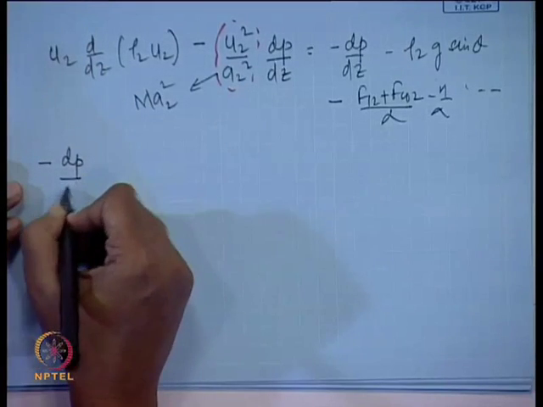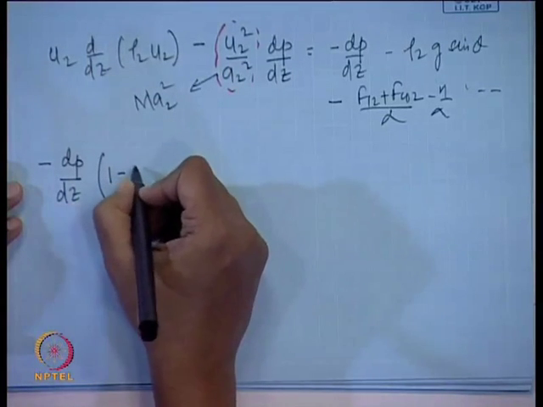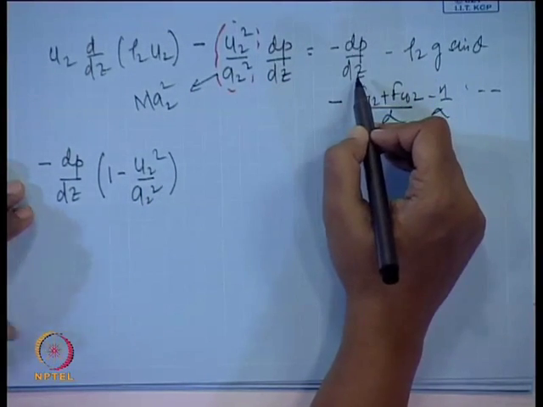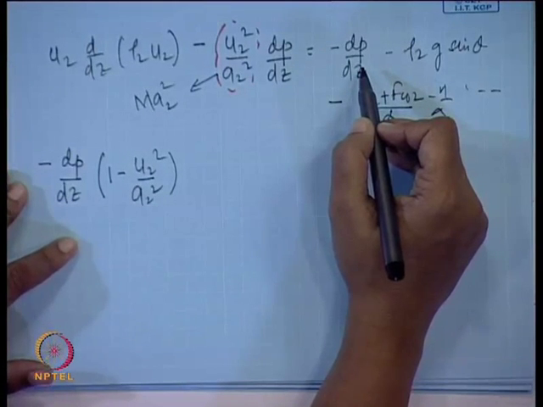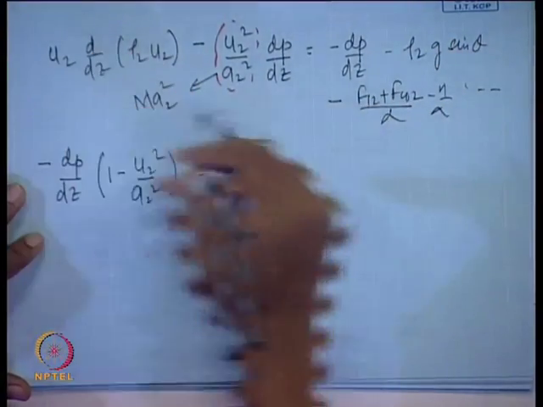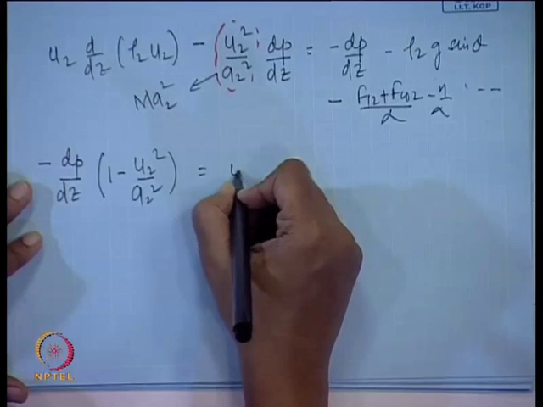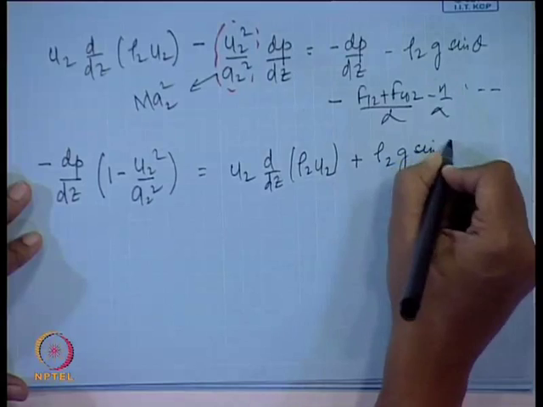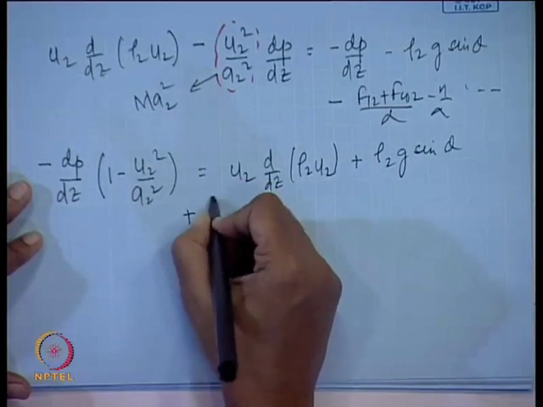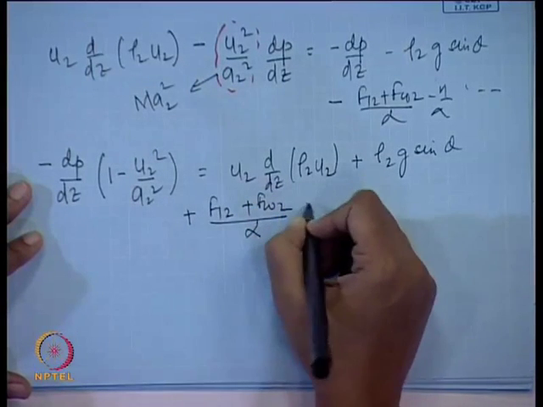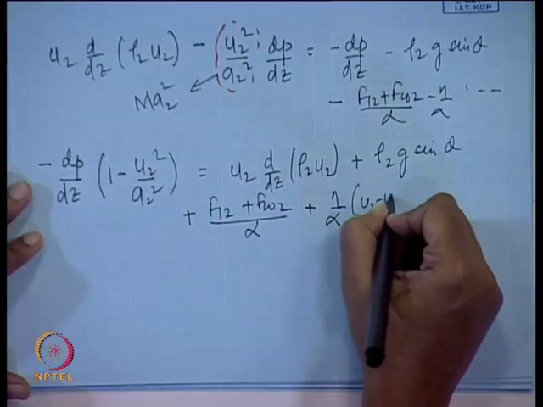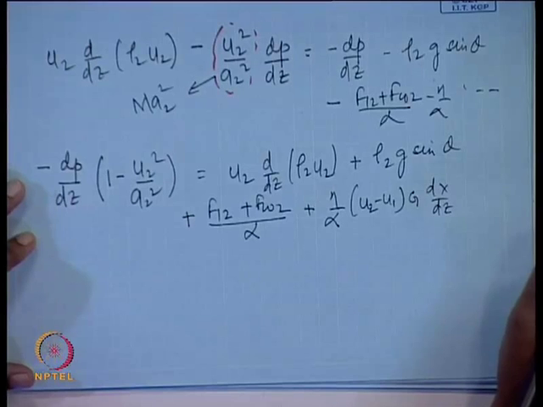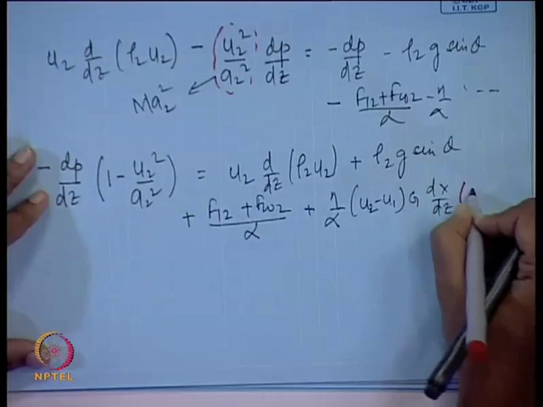Just check the signs, maybe I might make some mistakes. So, just see whether I am writing it correctly or not. What I have done, I have taken this dp dz to this side. So, I get minus dp dz 1 minus u 2 square by a 2 square, correct? And this is equal to what? I will bring all the other terms on the right hand side. So, this is equal to u 2 d dz of rho 2 u 2 plus rho 2 g sin theta, all the minuses here are going to get plus, f 12 plus f w 2 by alpha plus eta by alpha u 2 minus u 1 g dx dz. Can I do this? Yes or no? This I did for phase 2.